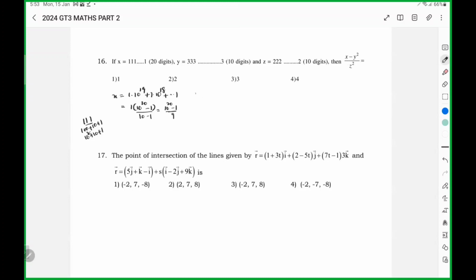Y here is 10 times, 10 times means (10 power 10 minus 1) by 9. Z here is 10 times, which is 2 into (10 power 9 minus 1) by 9.